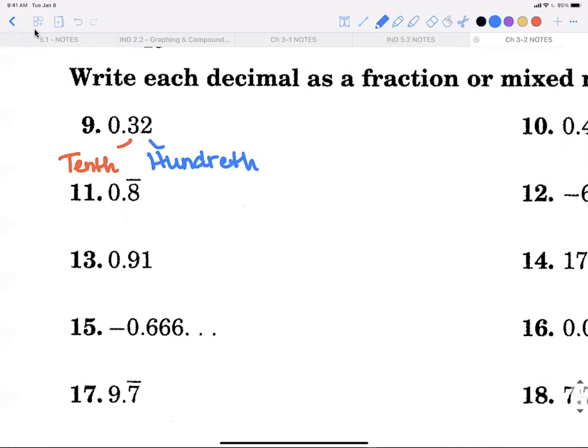So if we want to write 0.32 as a fraction, we put 32 on top, and then underneath, since this goes all the way out to the 100th, we put a 100. You don't even need to know the name of all your spots, 10th, 100th, 1000th. You don't need to know it. All you need to know is that there are 2 decimal spots after the decimal, so you need 2 zeros in the bottom.